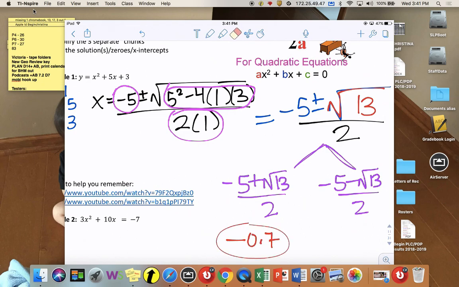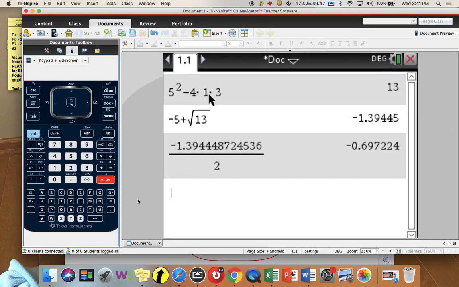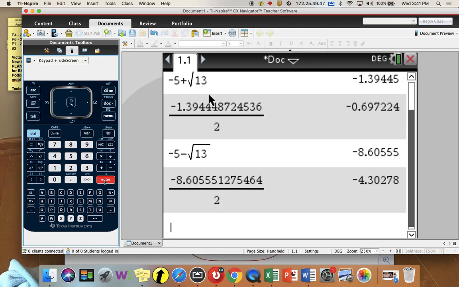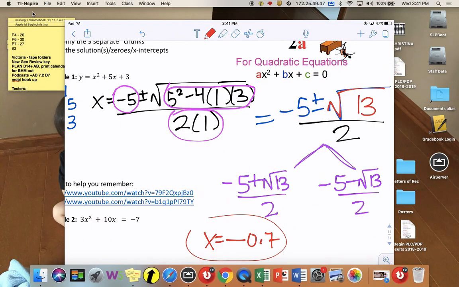And then I should say x equals, okay. And then the other one, when we type it in, it will be negative 5 minus the square root of 13. Hit enter, and then divide by 2. So negative 4.3 if I round. So x equals negative 4.3.